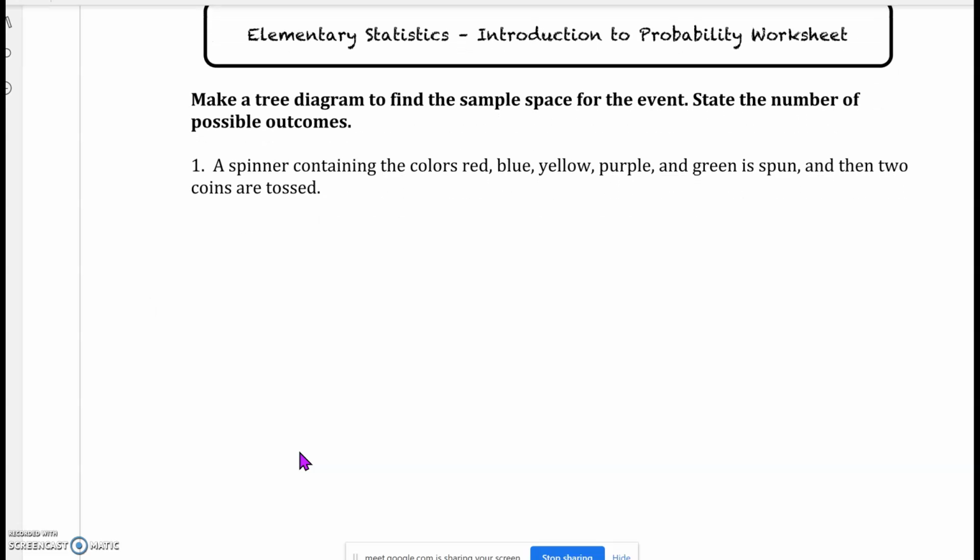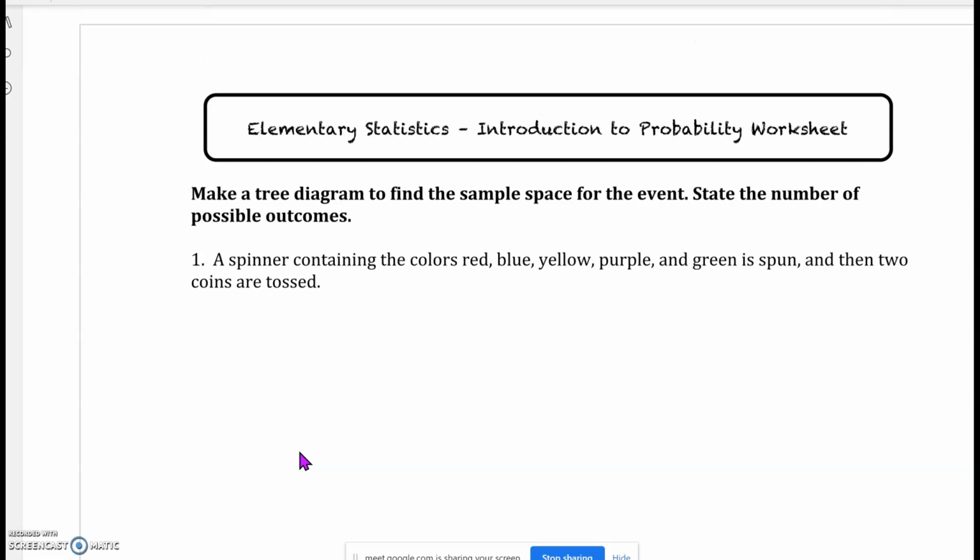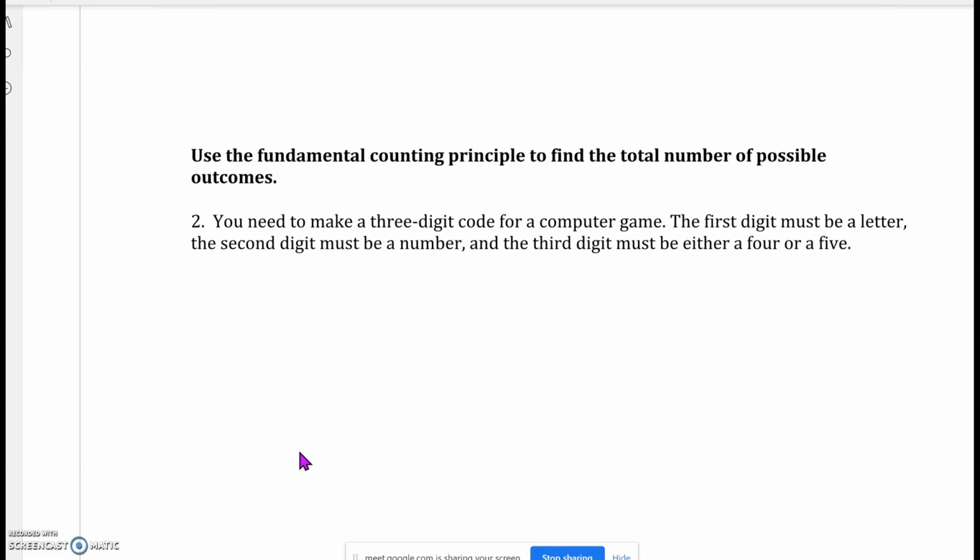All right, a spinner containing the colors red, blue, yellow, purple, and green is spun, and then two coins are tossed. Oh my gosh, this is that crazy one. Hang on.